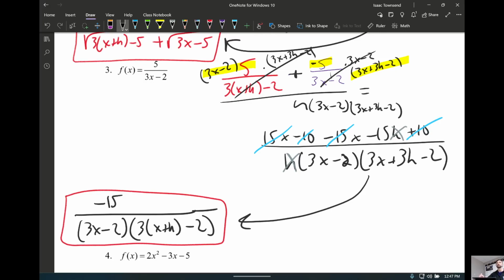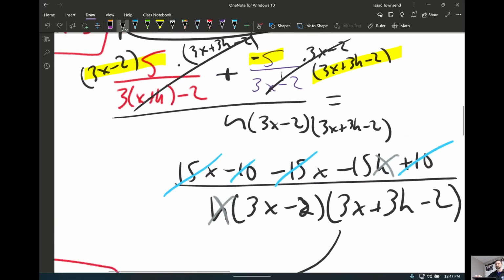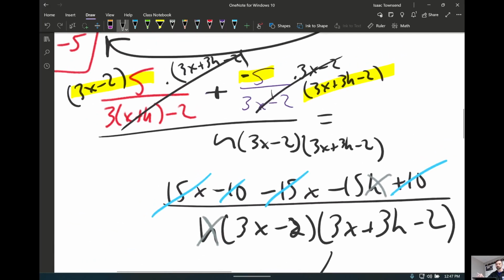So can you explain the negative 5 times the 3x plus 3h minus 2? You distributed that? Yeah, so negative 5 times 3x gave me this negative 15x. The negative 5 times 3h gave me negative 15h. And then the negative 5 times negative 2 gave me a positive 10. Okay, gotcha. So you simplified that before. You distributed 3 before. Oh, yeah.